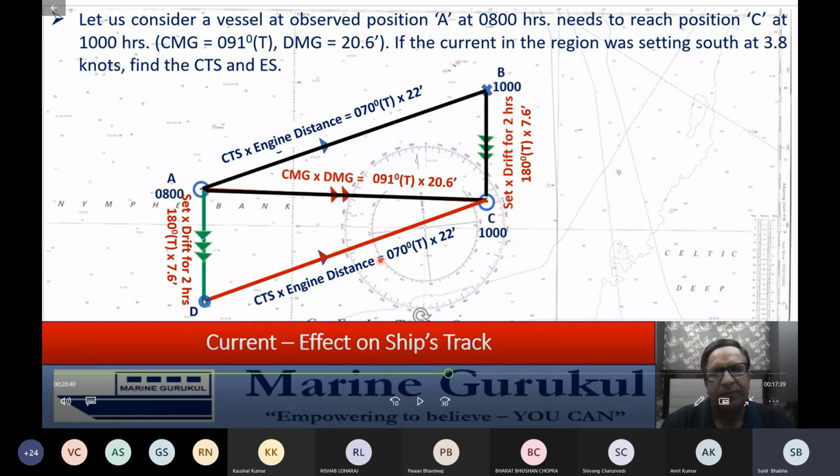Sir, one more thing. Yes, tell me, beta. Sir, just now, for only the CTS and engine speed, we made the lower triangle. If we had been asked to find the DR position, we would make the upper one, right? If they had asked us only to find the DR position by giving the course made good, DMG, and set and drift.